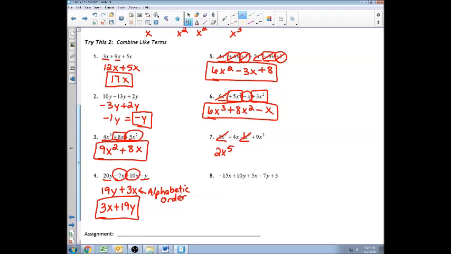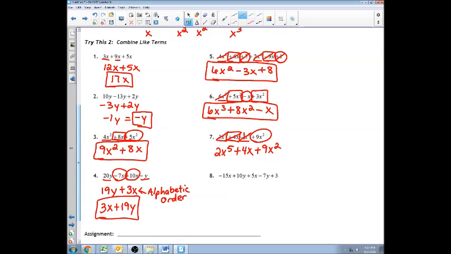Then I have a positive 4x. Is there another just x in this problem? There's not, so I can go ahead and write that down. The last piece is the positive 9x. Make sure you're keeping the sign with it. There's not another x squared, so it'll be plus 9x squared.